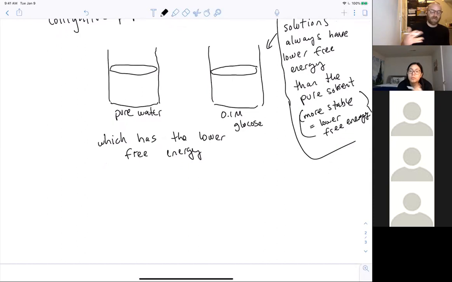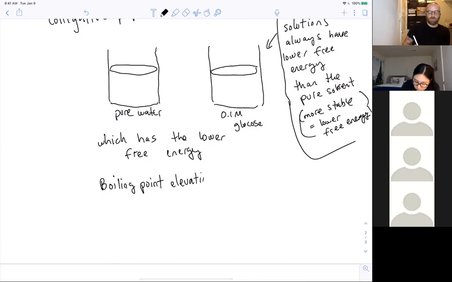So if I stabilize the liquid by making it a solution, what do I expect to happen? Well, if it's more stable, it's going to take more energy to bring it to a boil, so it's more difficult to get into the gas phase. So that's why I see boiling point elevation. And if it's more stable as a liquid, I'm going to see the opposite when I look at the freezing point, which is that it's going to be harder to make it a solid because, again, it's more stable.